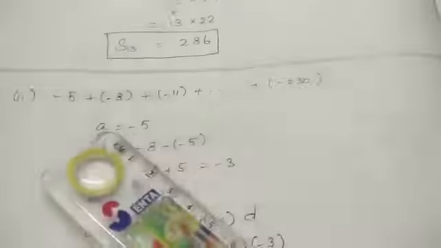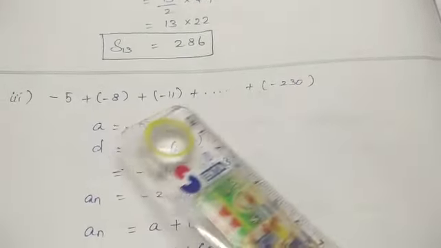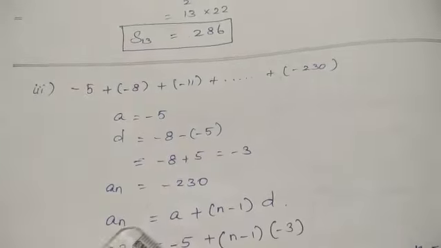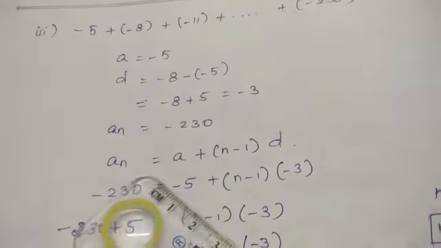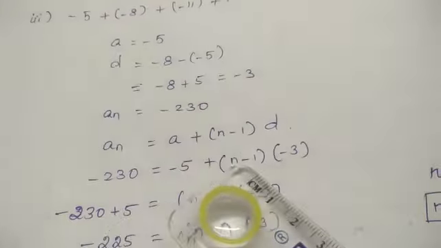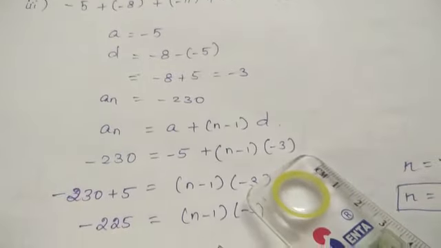The third subdivision: minus 5, minus 8, minus 11 up to minus 230. So find a and then d, second term minus first term, and write the general term an equal to a plus (n minus 1) into d: minus 230 equal to minus 5 plus (n minus 1) into minus 3.